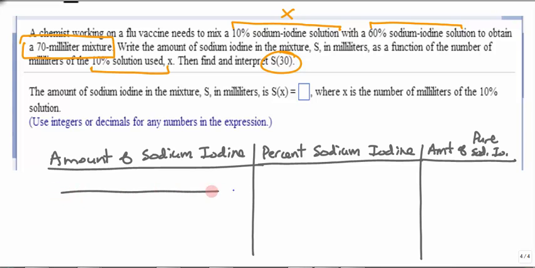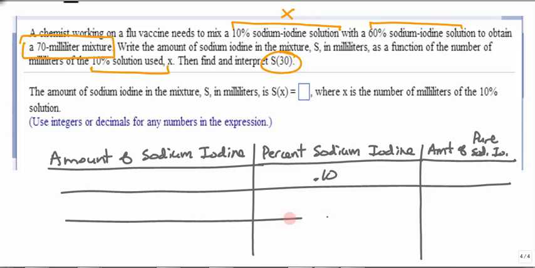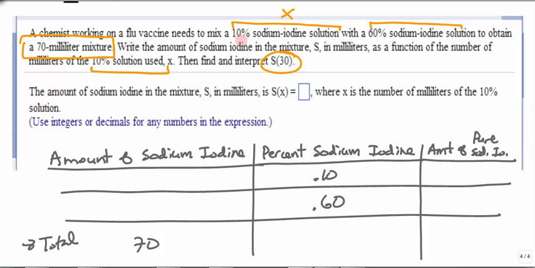So to get started here, we know we have a 10% solution and we know we have a 60% solution. And at the total, we know we need 70 mils. So this is our total. Well, it told us right up here that they want us to use X for the amount of 10% solution. So this value would be 70 minus X, because we know we need a total. So if this was 10, this would be 70 minus 10, or 60. So this is X, so this is 70 minus X.